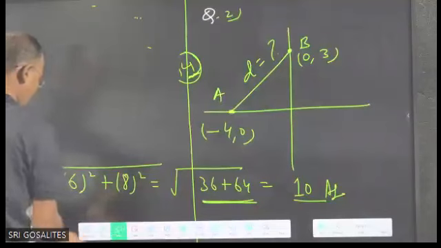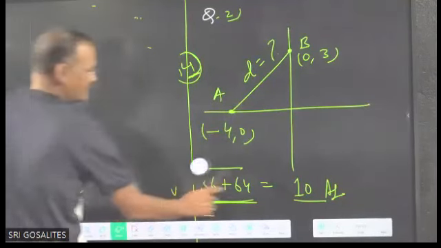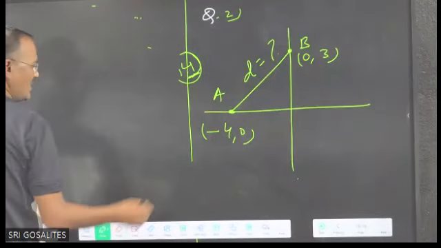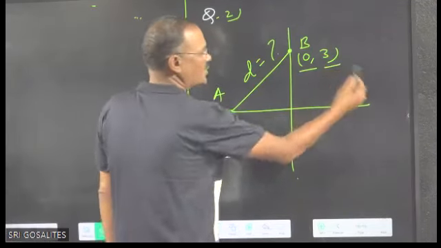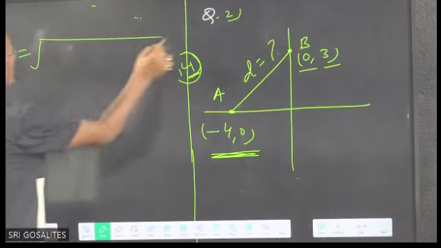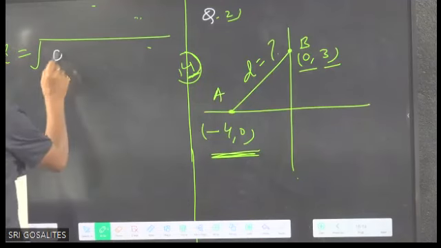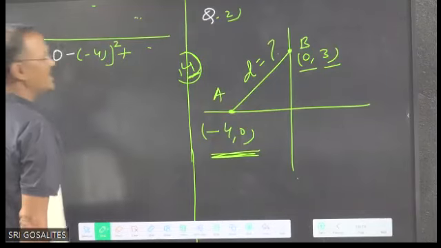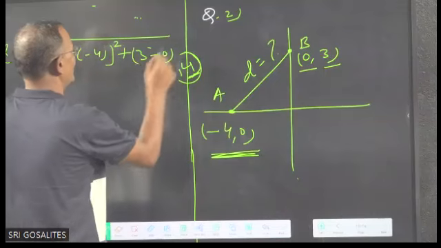So now look, we are doing which one? The second one. Beta, x1, y1, x2, y2. What is the distance formula? Come on. Root of x2 minus x1, 0 minus 4 whole square, plus y2 minus y1, which means 3 minus 0 whole square.